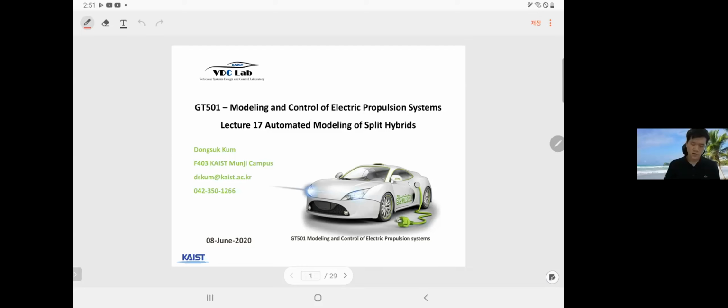And the automated modeling comes in to automate this modeling process, okay? Then if that's possible, it'll be a very powerful tool from a research perspective. So that's what we are going to cover today.